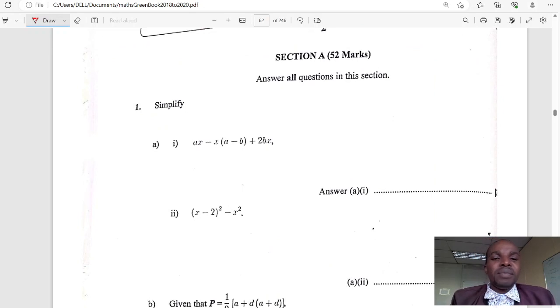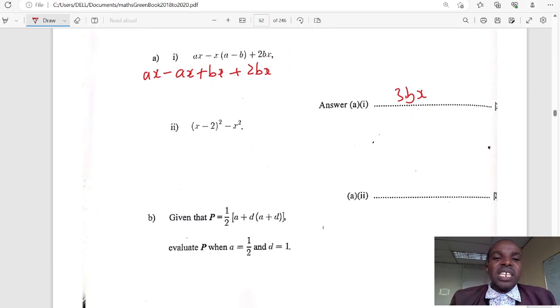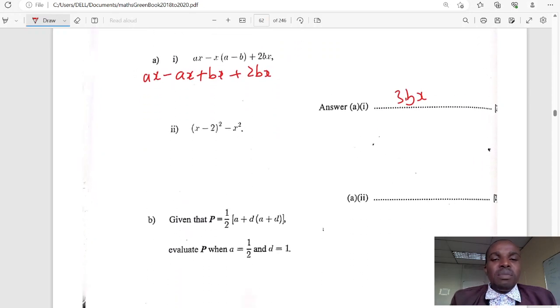Question number 1. Simplify. We just have to remove brackets in this case. So it says ax minus. Then multiply minus x times a is minus ax. Alphabetical order, please. Then minus x times b is plus bx. Then plus 2bx. Then collect like terms. ax minus ax is 0. bx plus 2bx is 3bx. Just like that.